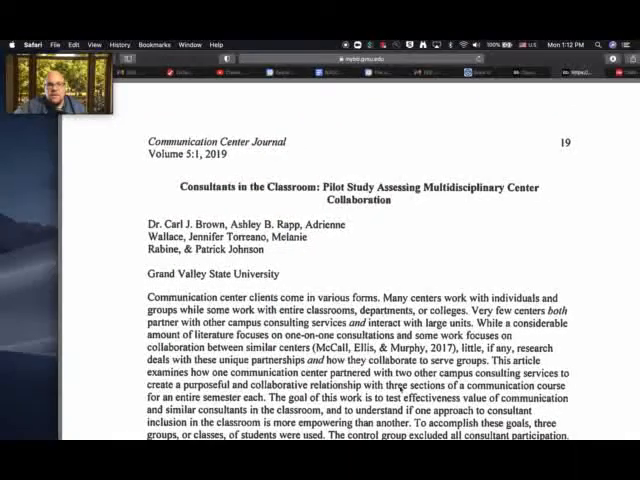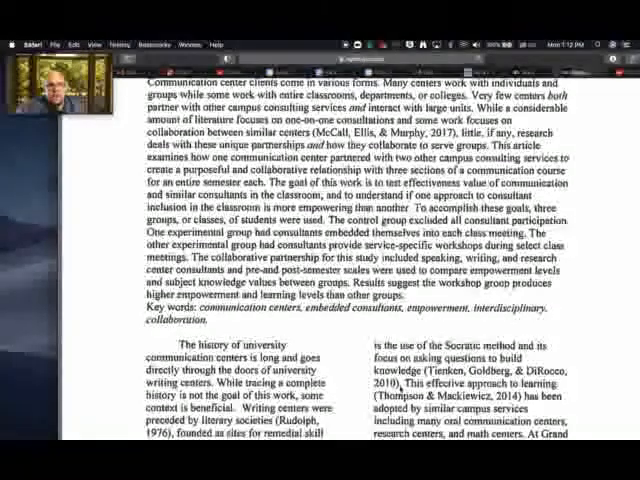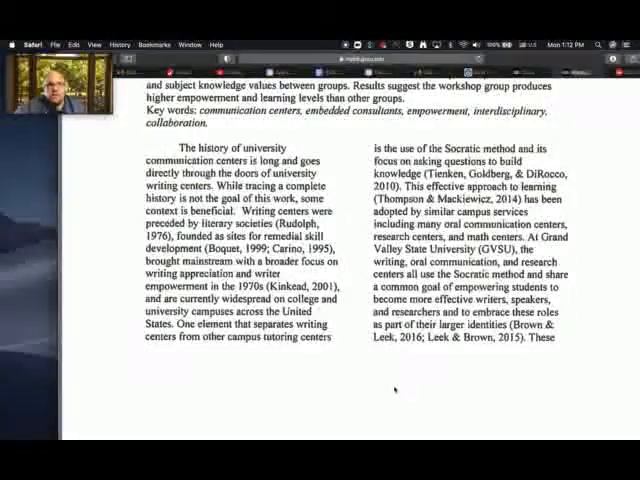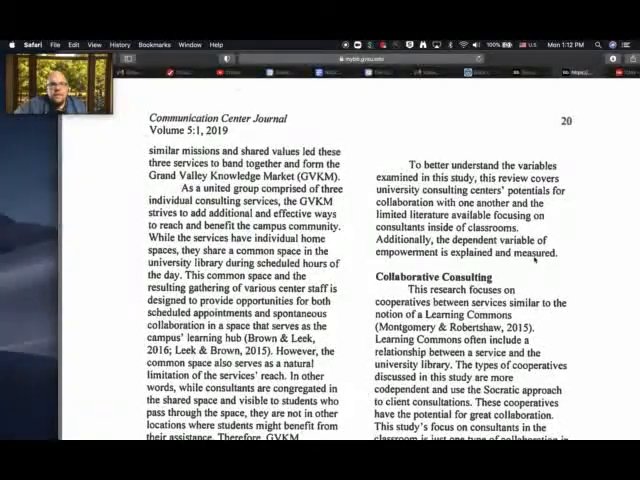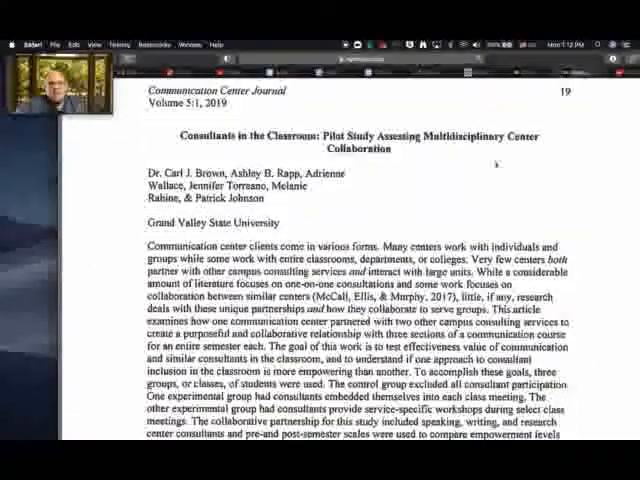So this is an article that I wrote not too long ago, and so it starts here. I again established that we need to do this work and why in that opening paragraph, and then we get down into some more specifics. So the idea here, consultants in the classroom.